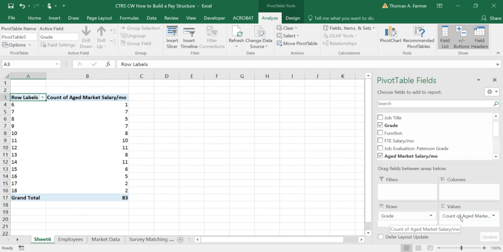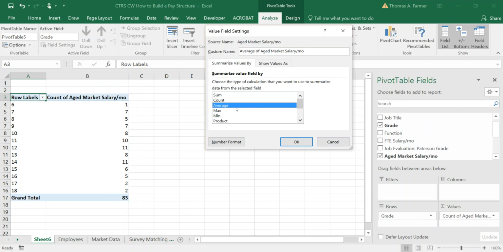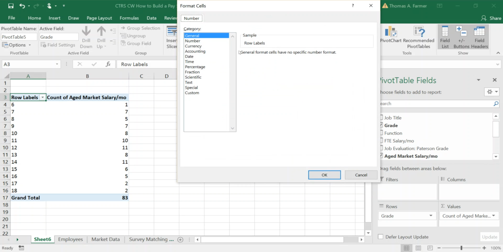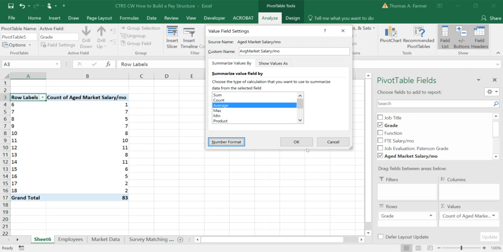By default, it's giving me a count. This is actually a count of all the people, 83 people, as you can see. Interesting to know, but what I want is average of the market value. So I'm going to rename it to a brief name and select average, and I'm going to change the format because I don't like the decimal points and I want to have a comma in there.